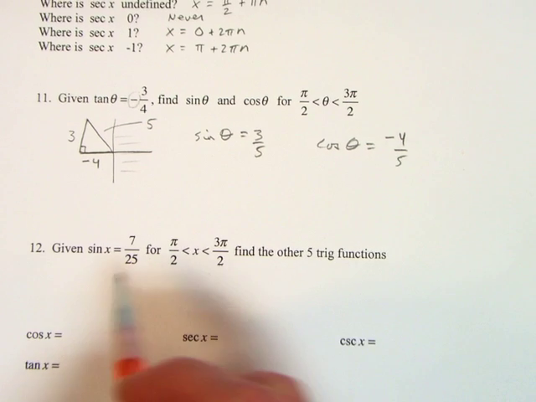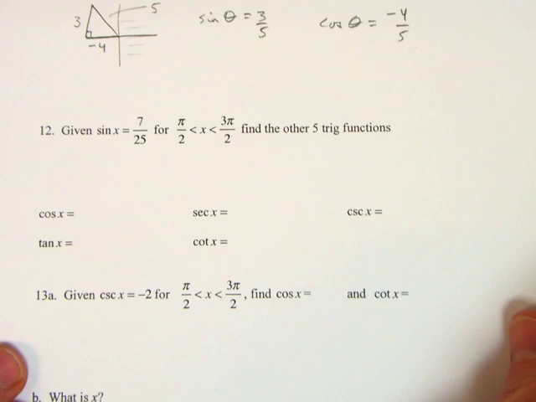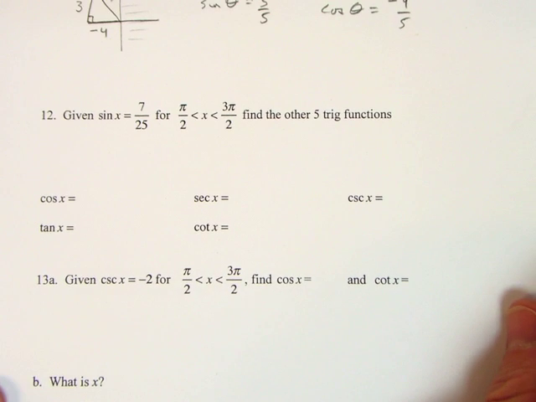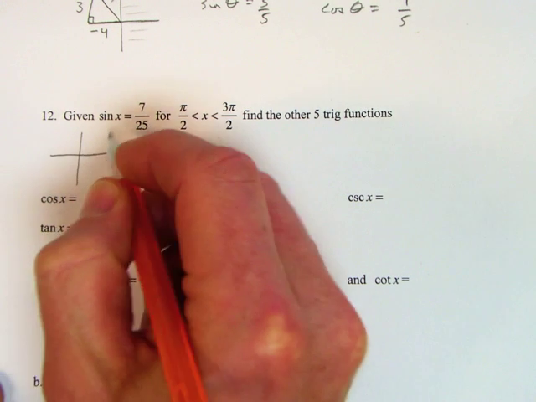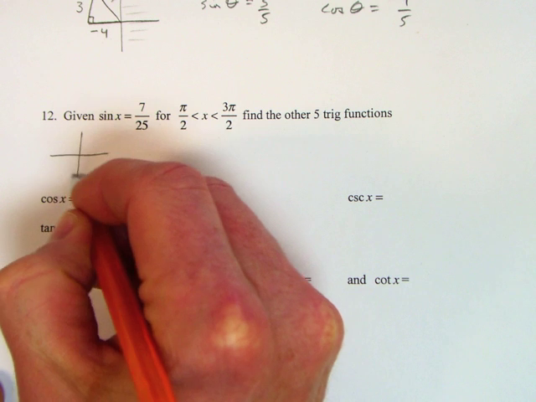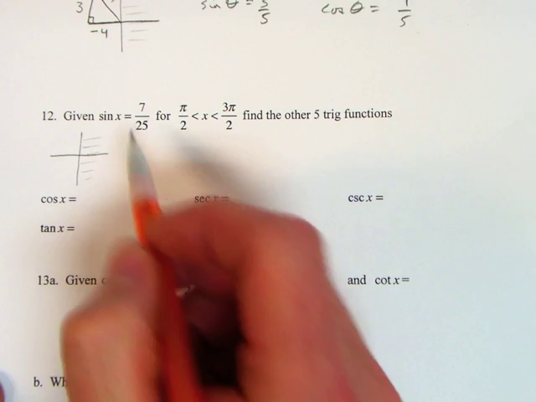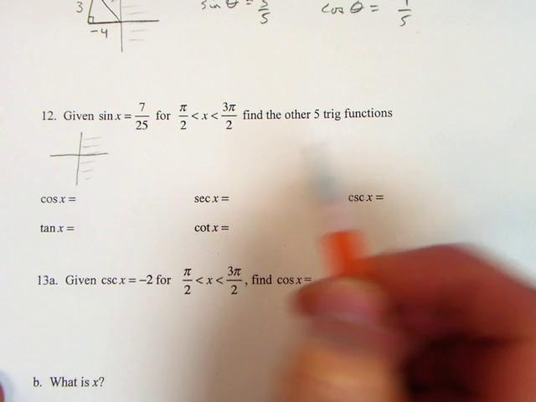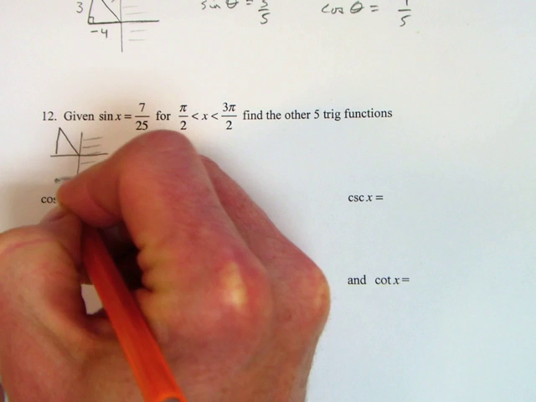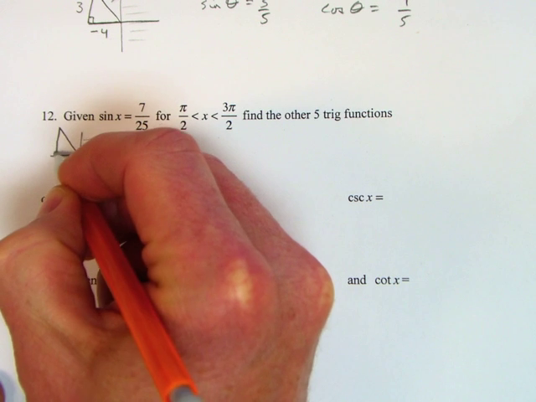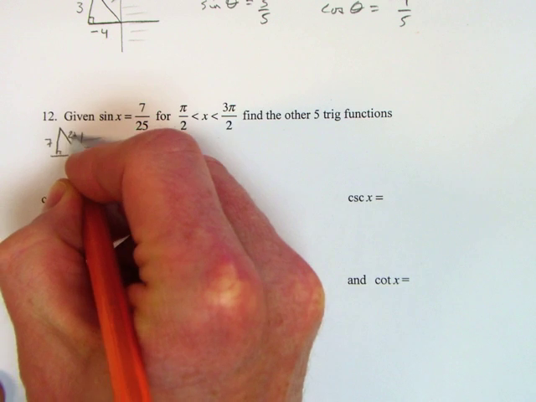Number 12, given sine x equals 7/25, and we're told that x is in between pi over 2 and 3 pi over 2, so we're going to sketch this. Pi over 2 to 3 pi over 2, that means we're going to be using the second or third quadrant. We're told sine is positive, so what quadrant are we in? We're in the second quadrant, because in the third sine would be negative. Sine's our y value. Sine is opposite 7 over hypotenuse 25.